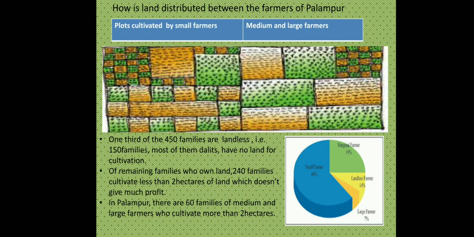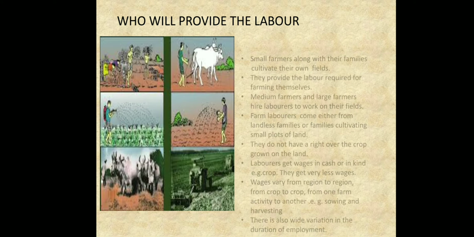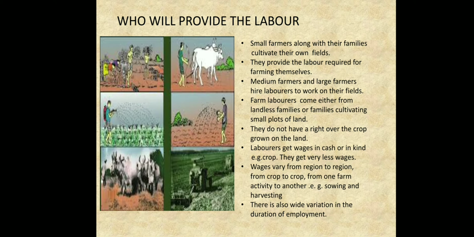After land, labor is the next necessary factor for production. Farming requires a great deal of hard work. Small farmers, along with their families, cultivate their own fields. Thus, they provide the labor required for farming themselves. Medium and large farmers hire farm laborers to work on their fields.